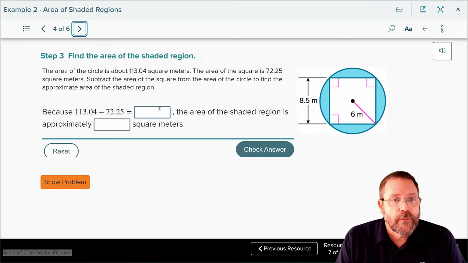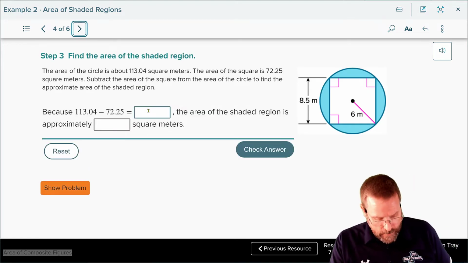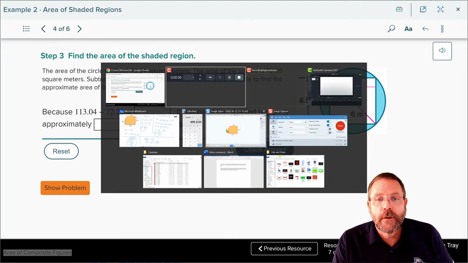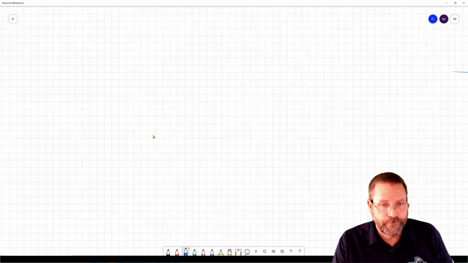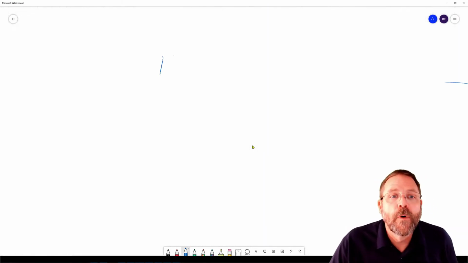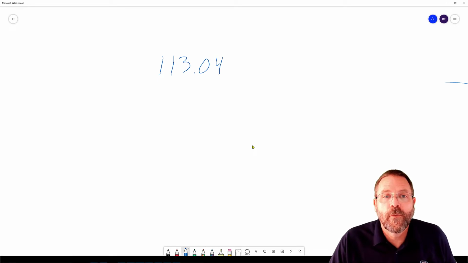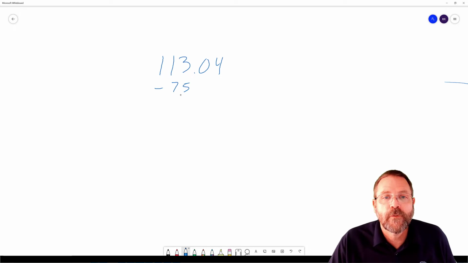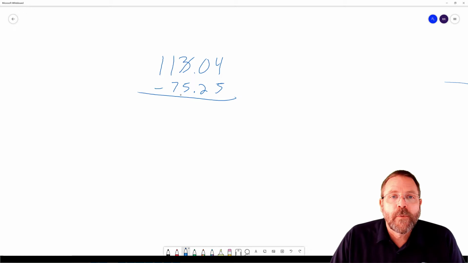So when we subtract them, let me actually do that off to the side where I can work it. 113.04 minus, what am I subtracting? 75.25. We're going to do some borrowing here. Let's knock that one down to a 2, which would make that a 10, but that 10 is going to become a 9, making that a 14. 14 minus 5 is 9. 9 minus 2 is 7.